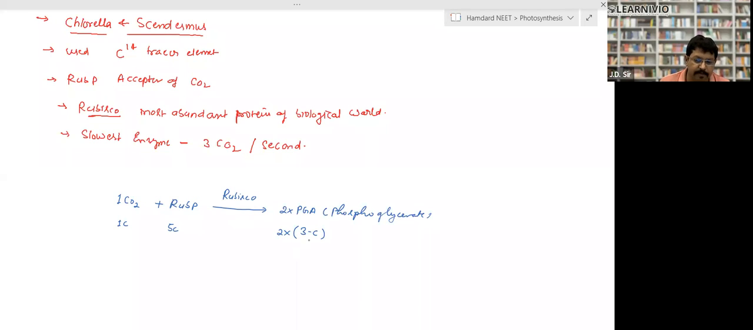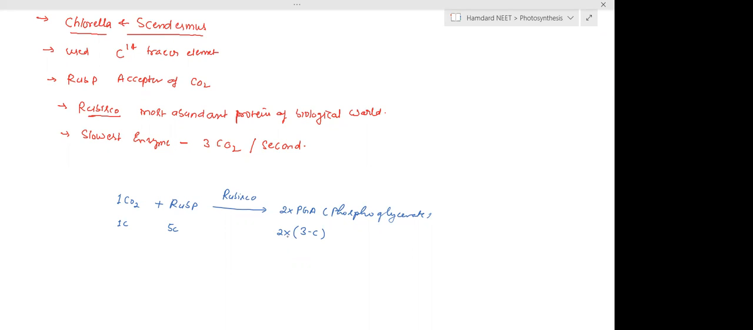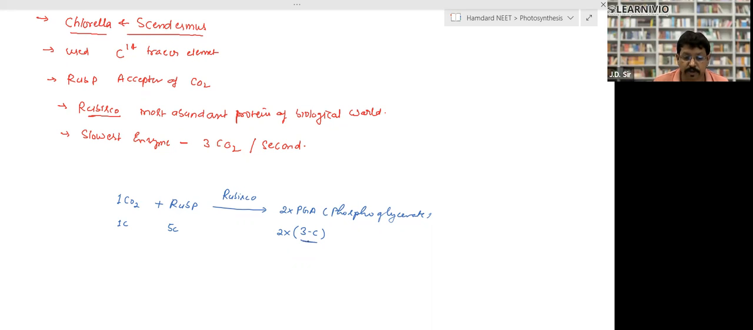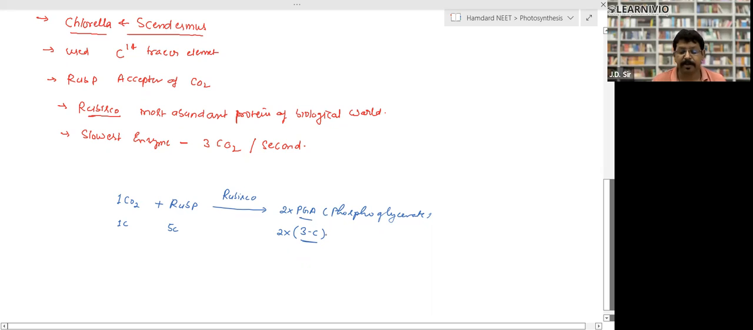So there are a total of 6 carbons. So the first stable product, because PGA, phosphoglycerate, is a stable product. So the first stable product of this cycle is a 3 carbon compound. That's why we call it the C3 cycle. And it was discovered by Calvin. That's why we call it the Calvin cycle, right? Is that clear? So why is it called the C3 cycle? Because you know the first stable compound is 3C, PGA is a 3 carbon compound. That's what we call the C3 cycle.